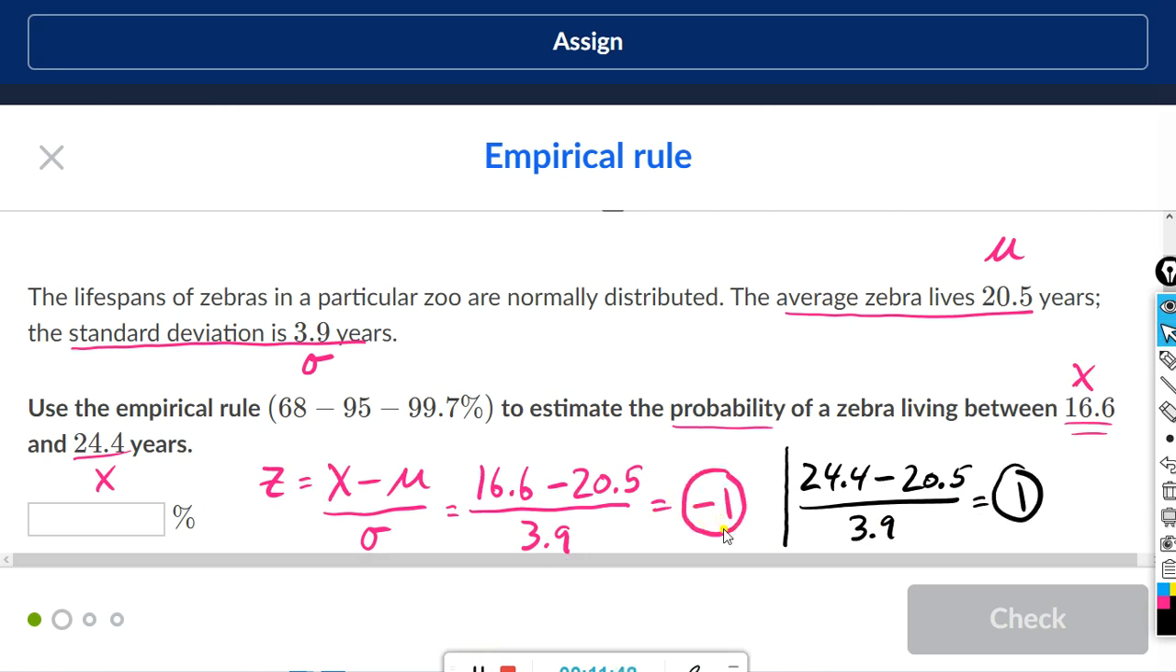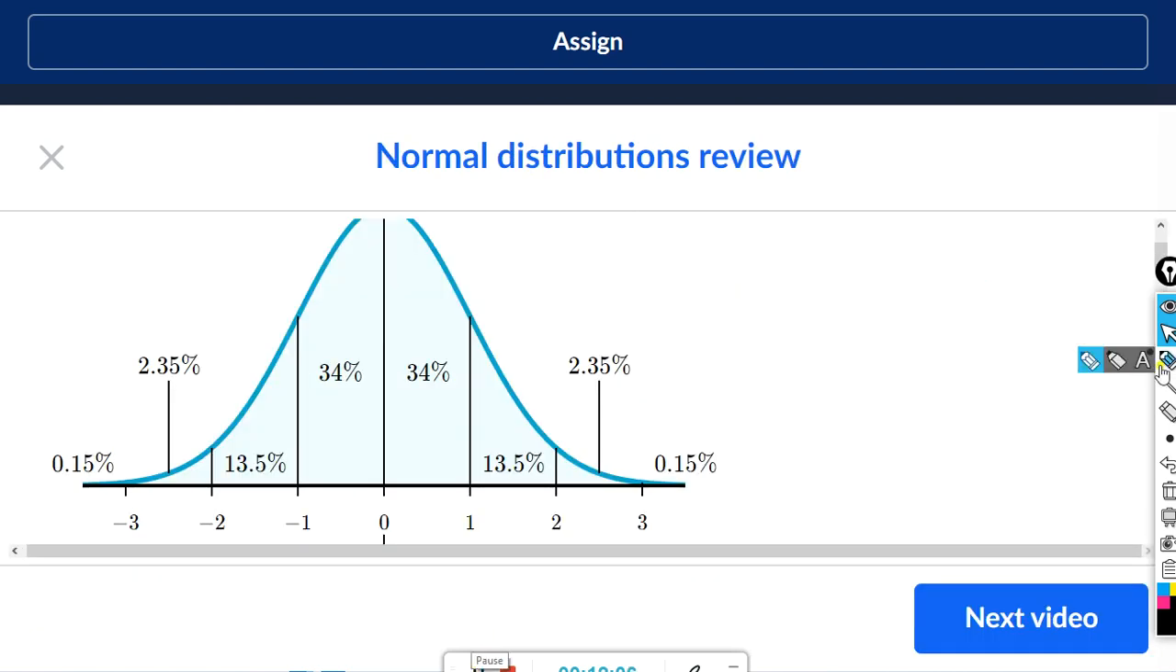Okay, so when I did these on the calculator, one of them I got -1, and the other one I got +1. So we want to find the probability that the zebra lives between these two numbers, and the z-scores for those two numbers are 1 and -1. So let's go to our curve. Okay, so we are between 1 and -1. All right, so if I go to z equals 1, I am right here. And if I go to z equals -1, I am right here.